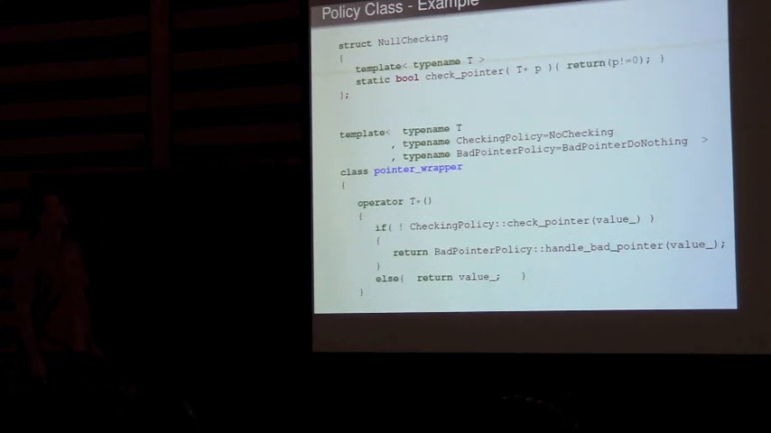All right, null checking. So my null checking version looks exactly the same, right? It's got the check pointer. It's going to take T star, static and bool, but this time it's going to return P not equal to 0. So it's actually going to have to check something.